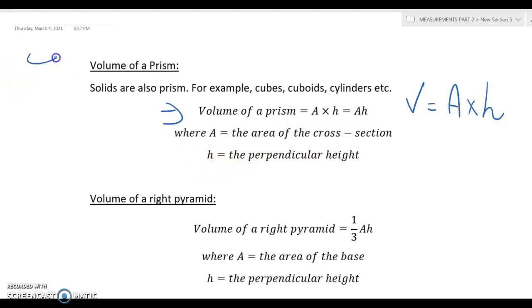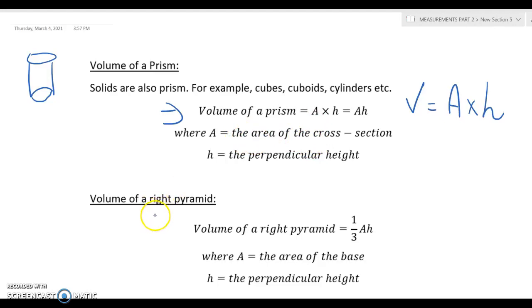So remember, I talked about the cylinder, right? My diagram wouldn't be the best, but the cross section of a cylinder is the circle. That's the shape at the end. So remember I mentioned volume of a cylinder is the area of the circle times height. So for prism, any prism is normally the area of the shape at the end times the height. So the area at the end is the cross section.